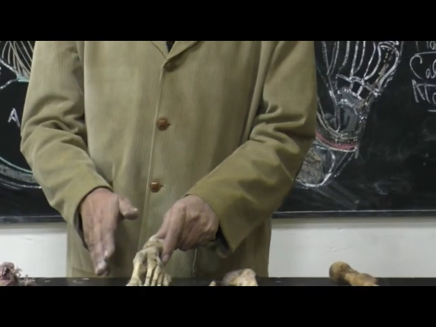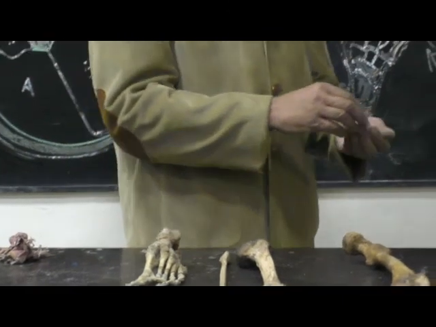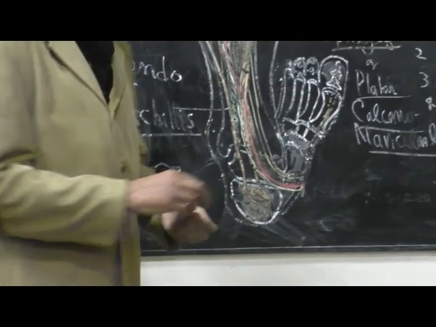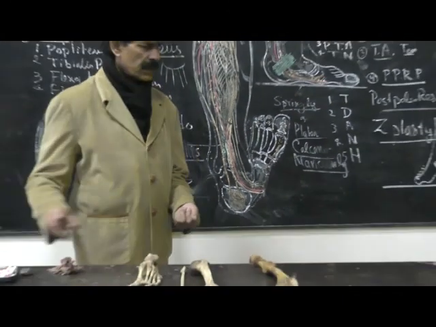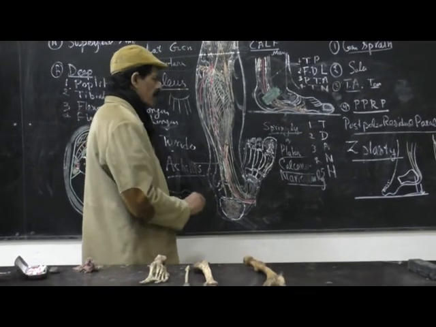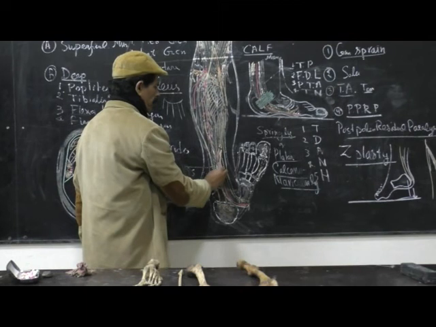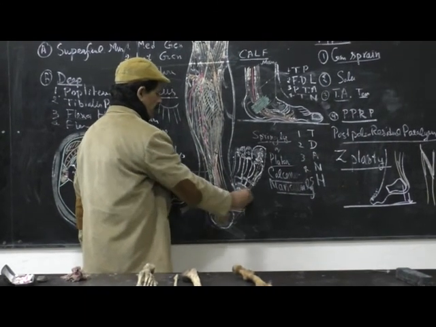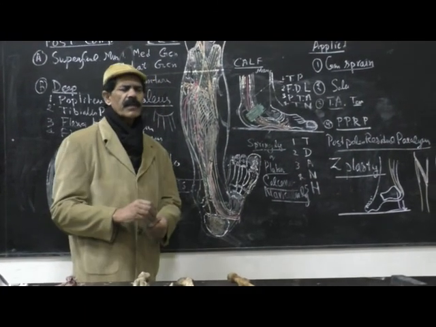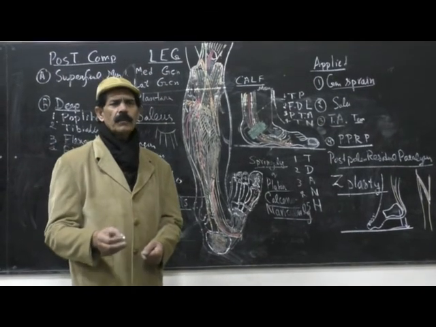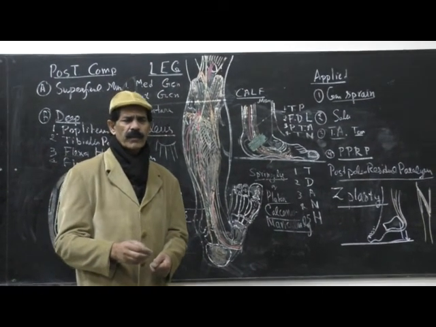This inversion movement is done by two muscles. One is the tibialis anterior from the anterior compartment, and another is the tibialis posterior from the posterior part of the tibia. Their insertion is very, very important for how they do the inversion movement of the foot.